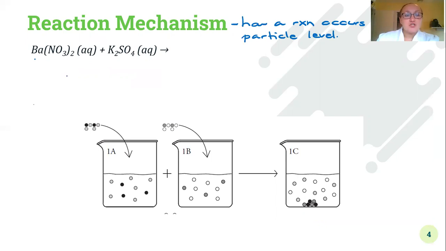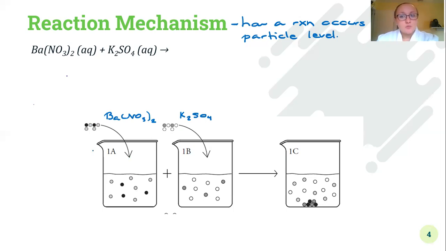Let's examine the reaction of barium nitrate with potassium sulfate. We can represent the initial state as two separate beakers, one containing each solution. We'll call this one our barium nitrate solution, and this one our potassium sulfate solution. We dissolve our barium nitrate and our potassium sulfate in water. And as we've learned, when ionic compounds dissolve in water, they dissociate, or break apart, into their cations and anions.